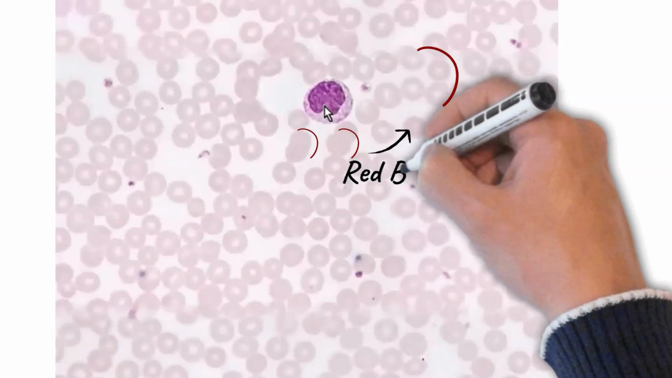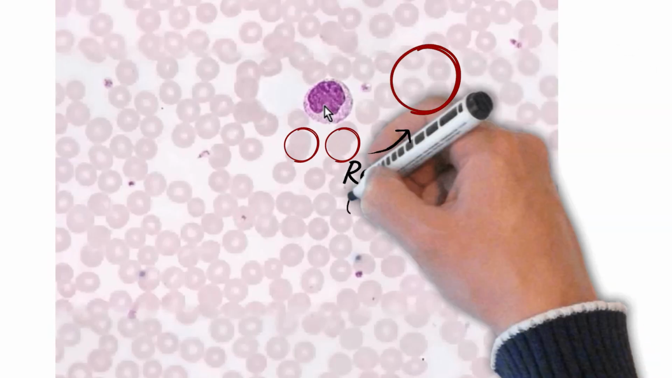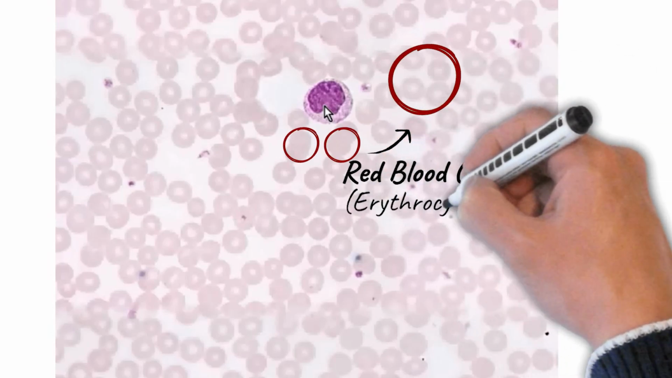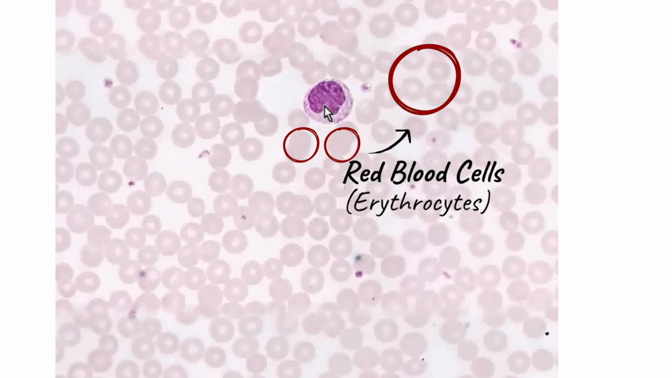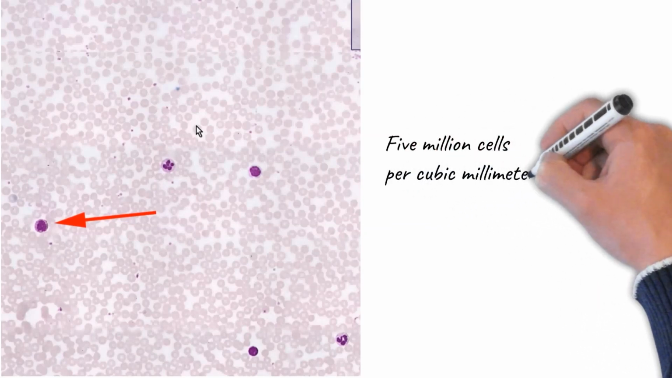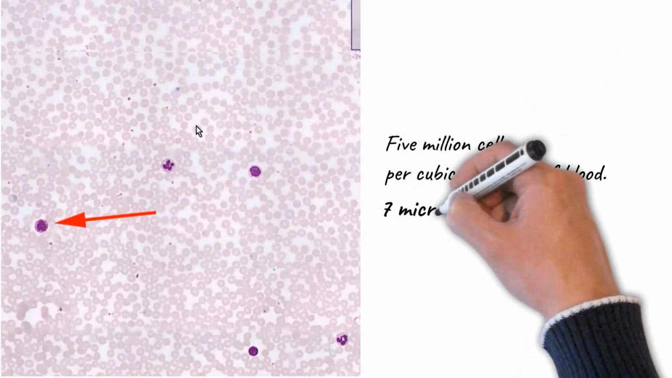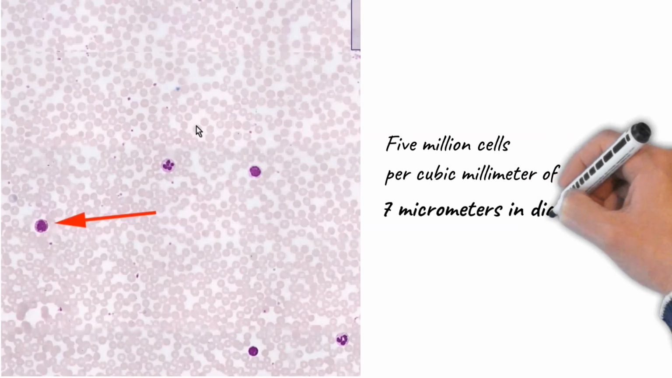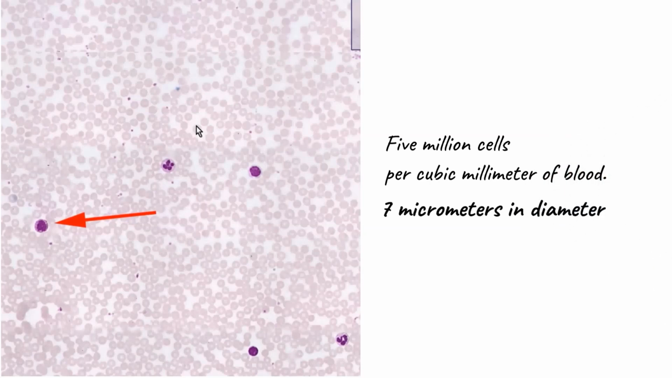The most common cells in the blood smear are red blood cells, also called erythrocytes. These cells are small, dark and pink, have a central pale area, and do not contain a nucleus. Red blood cells are extremely abundant, with approximately 5 million cells per cubic millimeter of blood. They are about 7 micrometers in diameter and responsible for transporting oxygen throughout the body.